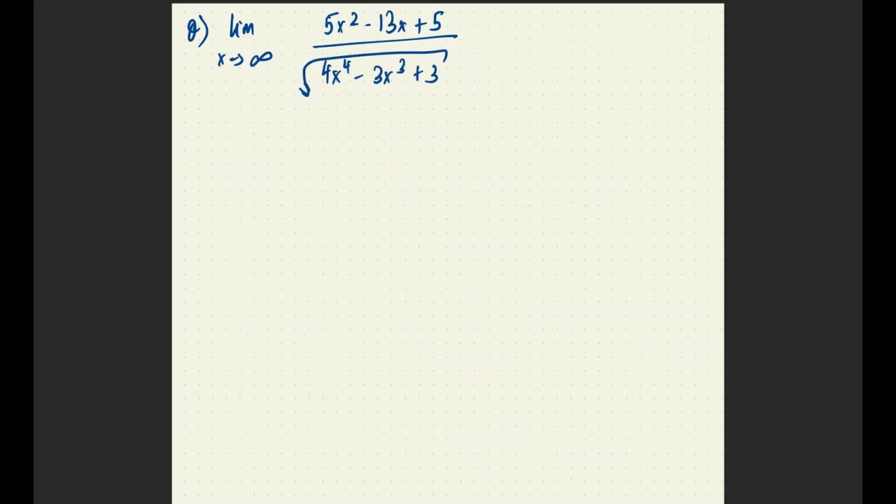Okay, so final question for this video. And yeah, this is the hard one. The limit as x approaches infinity of 5x squared minus 13x plus 5 divided by the square root of 4x to the power 4 minus 3x cubed plus 3.